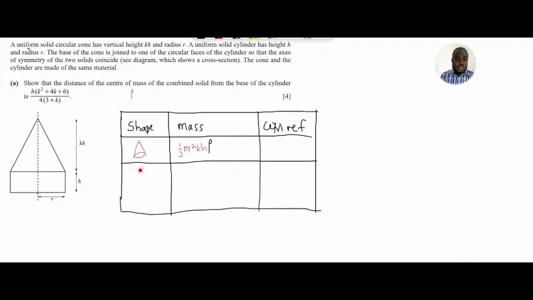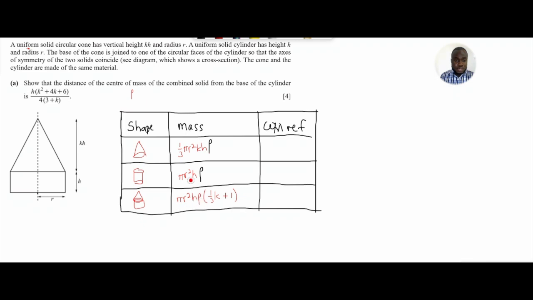Now let's talk about the cylinder. Again, the volume of the cylinder is pi r squared h. Multiply that by the mass per unit volume, and that gives us the mass of the cylinder. Now the mass of the combined solid should be the sum of these two masses. So I'm going to factor out the common factor and then have the sum.